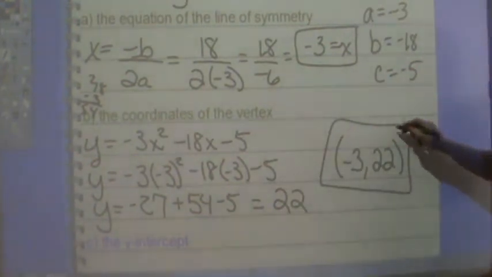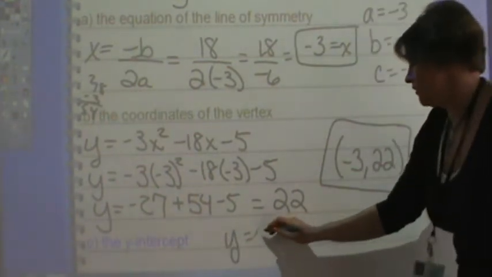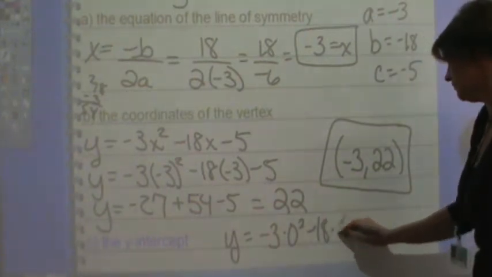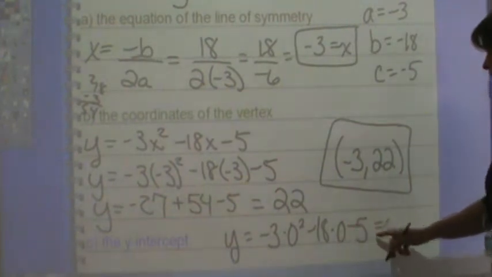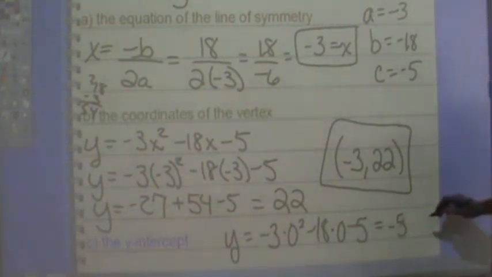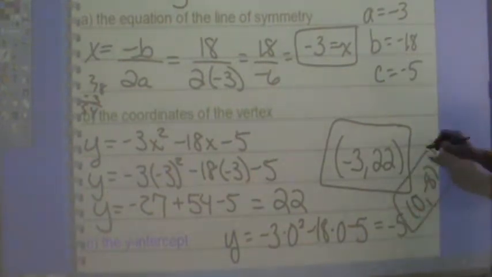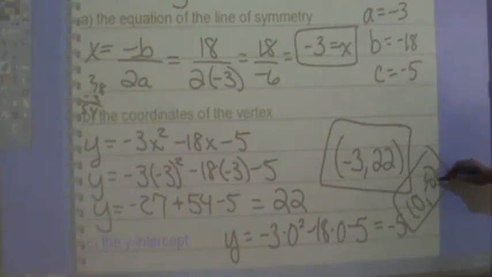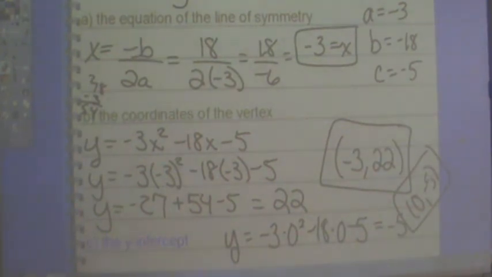There's my vertex. And for my last one, I put 0 in: negative 3 times 0 squared minus 18 times 0 minus 5. 0 minus 0 is 0, minus 5 is negative 5. So 0, negative 5 is my y-intercept. Okay, that should get you started. We were able to do 2 together on the sheet, so let's try the rest.